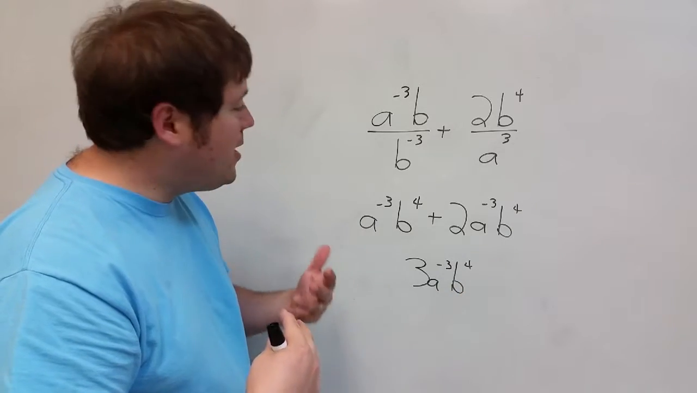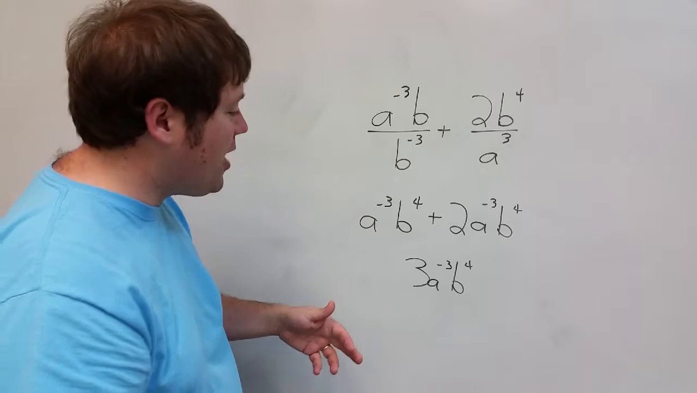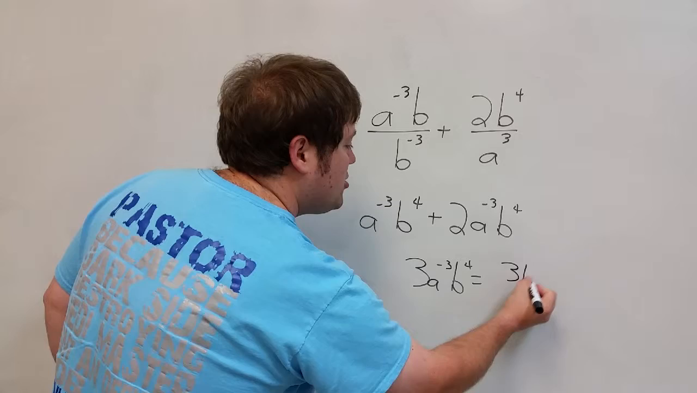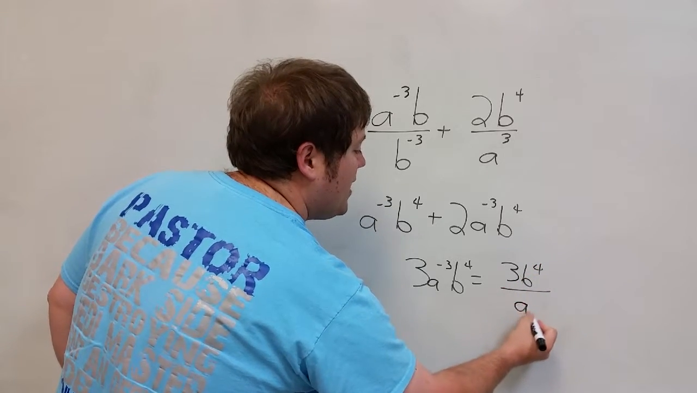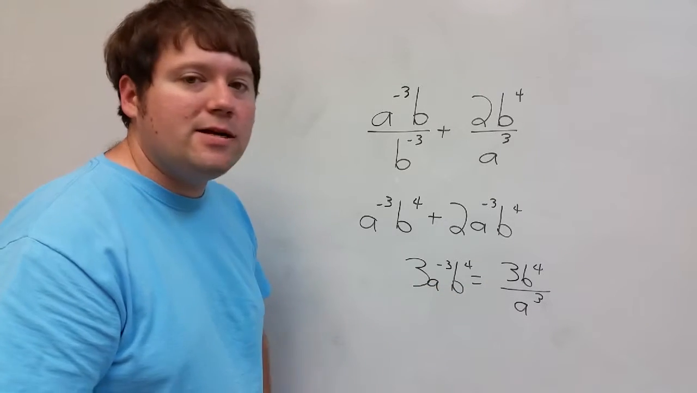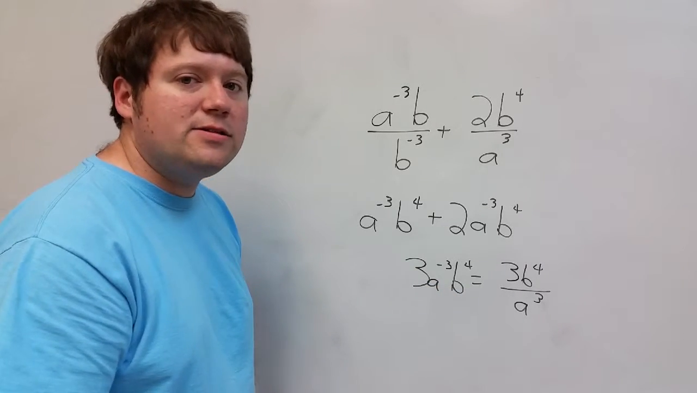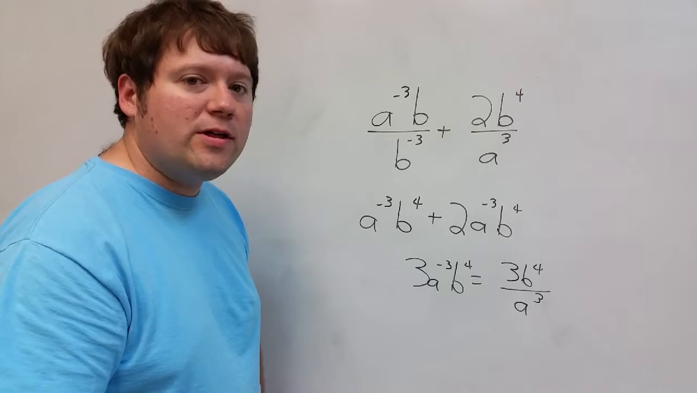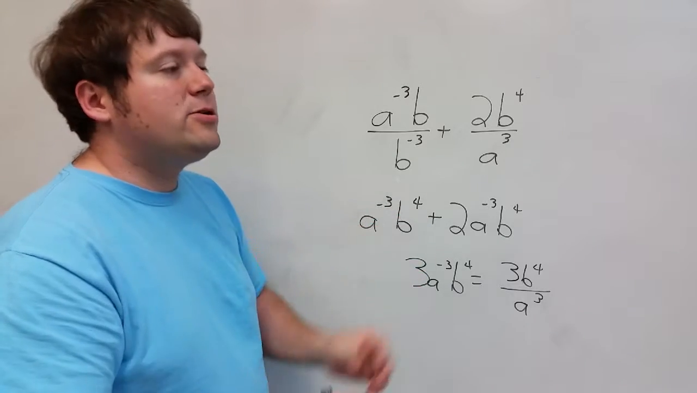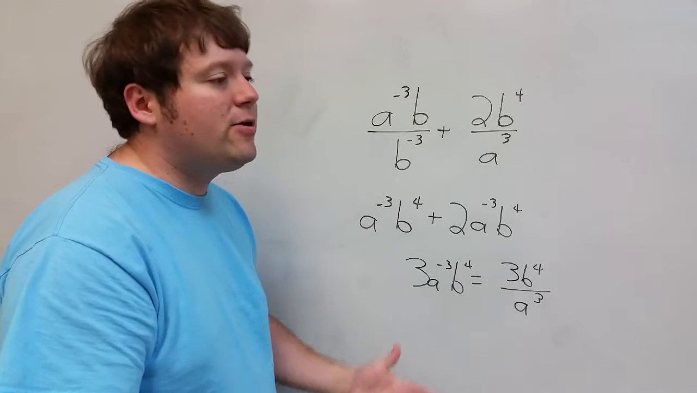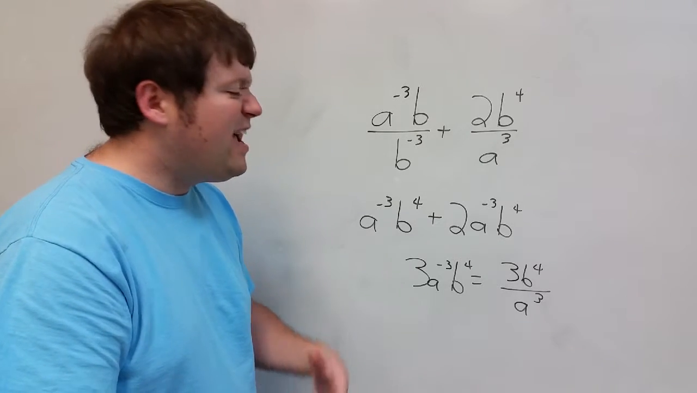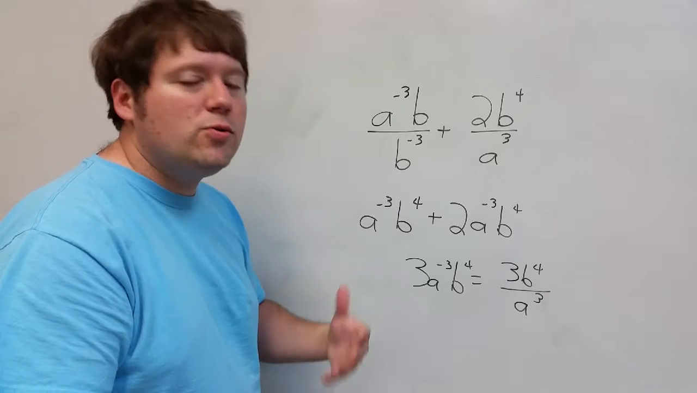Now, if I had worked it out the way that I like, I would have had 2 fractions, and when I got my answer, I would have had 3b to the fourth over a to the third. It doesn't matter though, both of those answers mean the exact same thing, it's just 2 different ways of writing the same thing. So do the way that you're comfortable with. Sometimes in the instructions, it'll say, write your answer with all exponents positive, or write your answer with all the variables in the numerator. If it says to do that, you should. If it doesn't give specific instructions, do it the way you're comfortable.